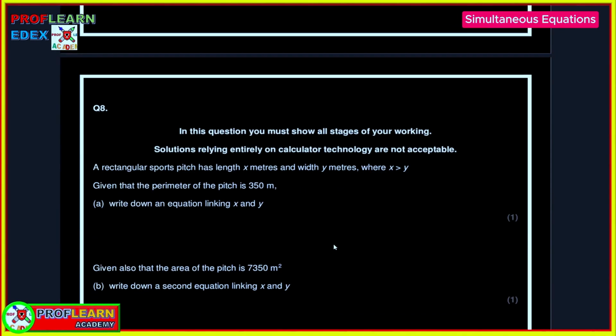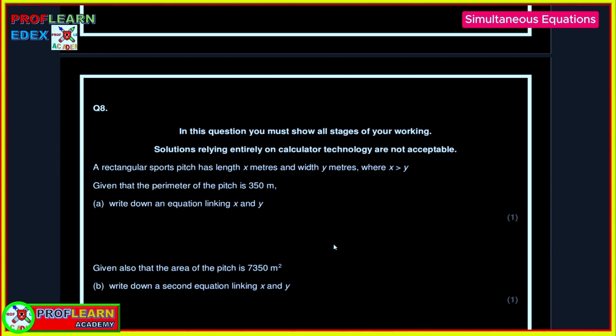In question number 8, we are told a rectangular sports pitch has length x meters and width y meters, where x is greater than y. Given that the perimeter of the pitch is 350 meters, write down the equation linking x and y.